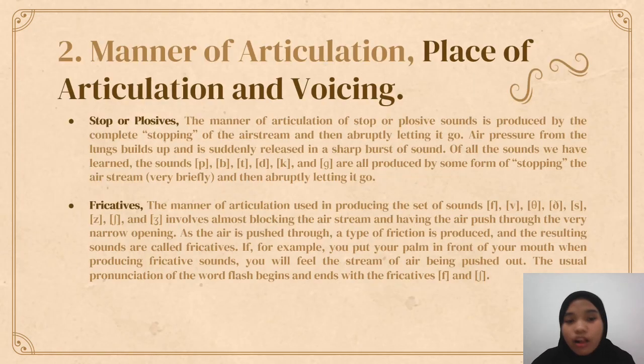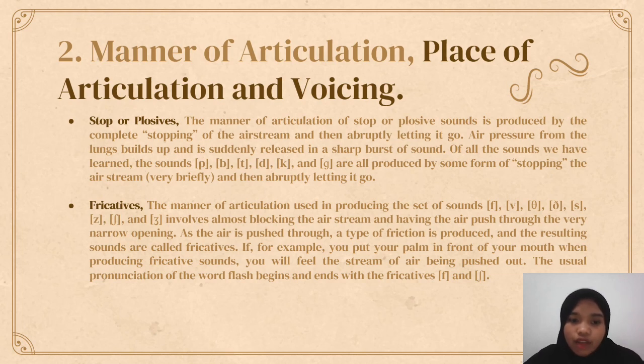The second part of the table of contents of my explanation is manner of articulation, place of articulation, and voicing. The first is stop, or the name is plosive. The plosive sound is produced by completely stopping the air stream and then abruptly letting it go. Air pressure from the lungs builds up and is suddenly released in sharp bursts of sound. Of all the sounds we have learned, the sounds P, B, T, D, K, and G are all produced by some form of stopping the air stream very briefly and abruptly letting it go.